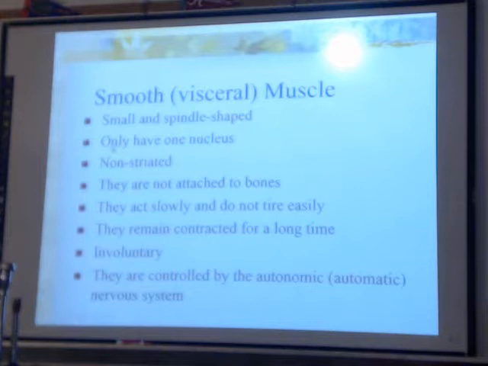Let's talk about smooth muscle, or visceral muscle. And we call it visceral because it's generally near, in, around, or part of an organ.